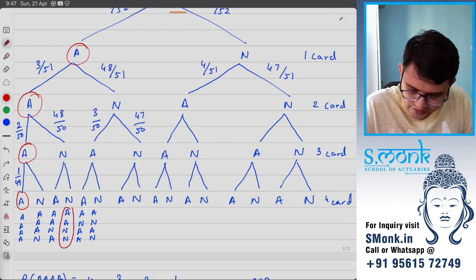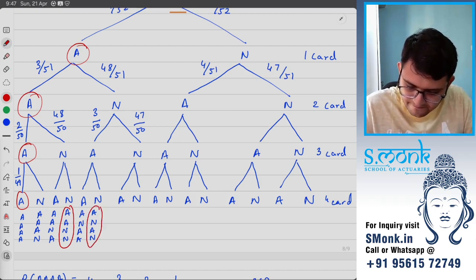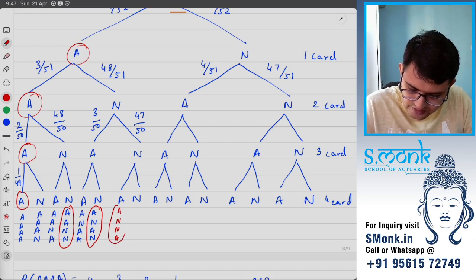This is the first one. This is the second one. I think this is going to be the third one. I'll have A, N, N, A. This is the third one.